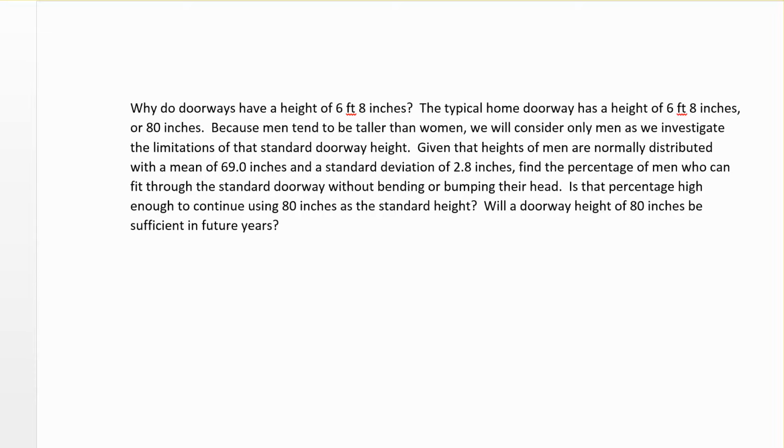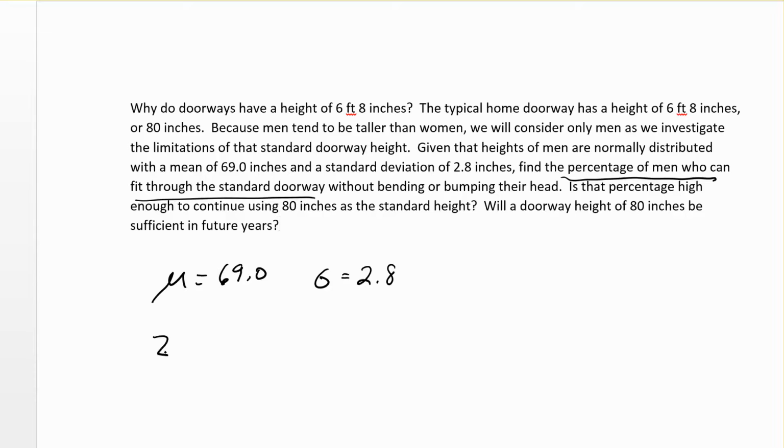Okay, let's explore this. What do we know? Well, in the problem, we know that we have a mean of 69.0 inches and a standard deviation of 2.8. If we want to find the percentage of men who can fit through the standard doorway, we need to find a z-score. Then we can use that z-score and find the area underneath the normal curve.